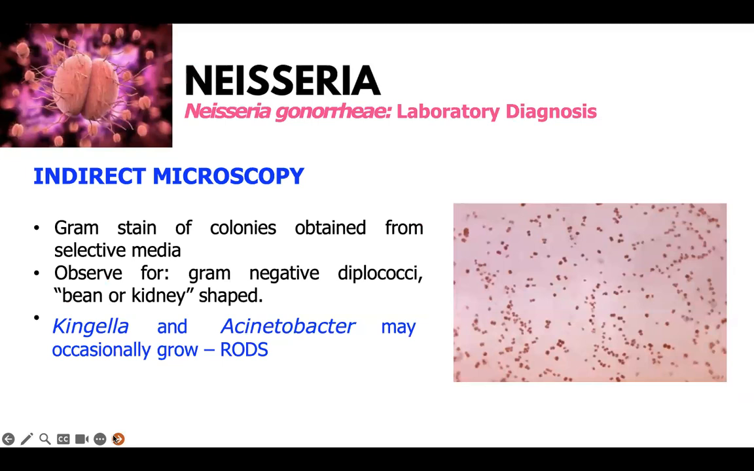Okay? So, after culture, pwede tayo mag-ulit ng ating gram staining. So, now we call this indirect microscopy because our inoculum this time will come from your colonies. Kanina sa direct, galing mismo sa sample. Pero pag indirect, galing na siya sa colonies. So, observe pa rin yung ating gram-negative diplococci and hanapin yung bean or kidney shapes. Sometimes nakukulture natin kasama si Klebsiella at si Acinetobacter, so may mga rods.